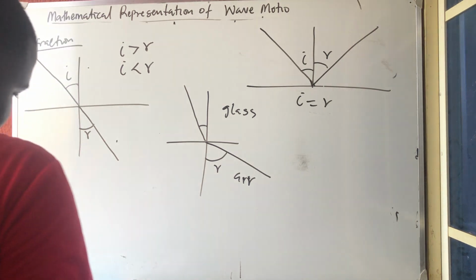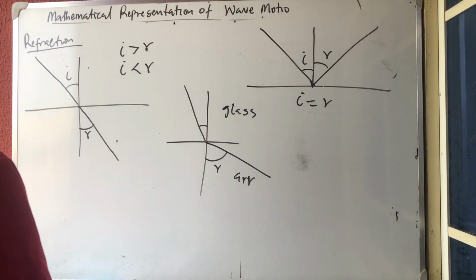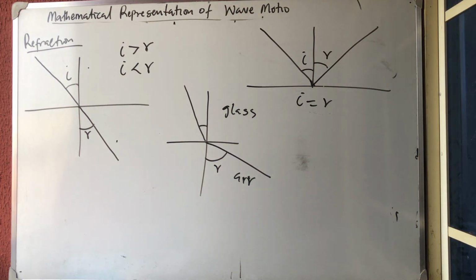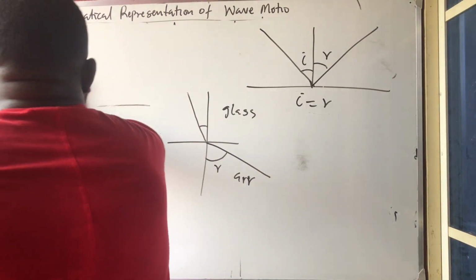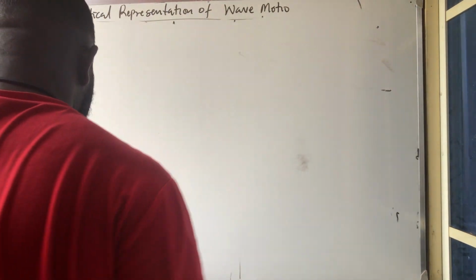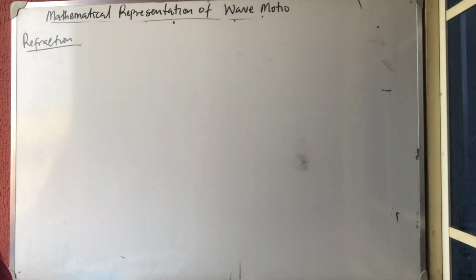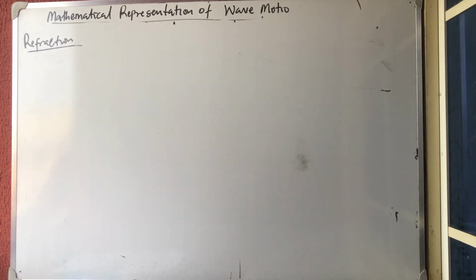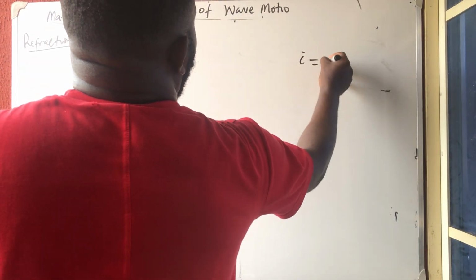So there are laws that are guiding this. In reflection, the first law states that both the incident ray and the reflected ray lie on the same plane, and then the angle I is equal to R.